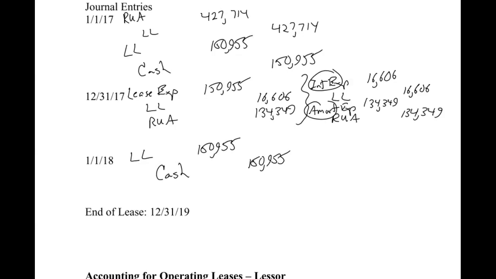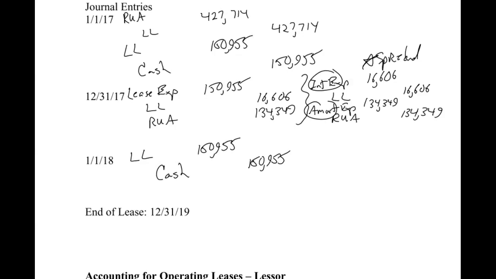I mean, even though the Spiceland book does this over here, that's Spiceland, even though they do it that way, they still say that interest expense plus amortization expense equals lease expense. So technically we're doing the same thing.